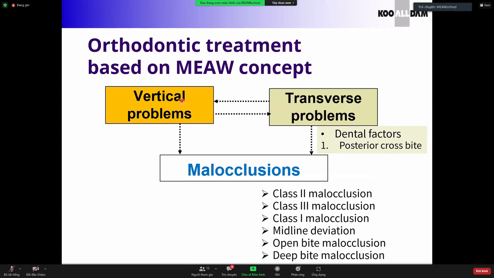The Mu technique is basically focused on the vertical problem, vertical dimension. So we consider vertical dimension, vertical problem can affect transverse problems and sagittal problem, especially in Class 2 and Class 3 midline deviation and any kind of malocclusion.